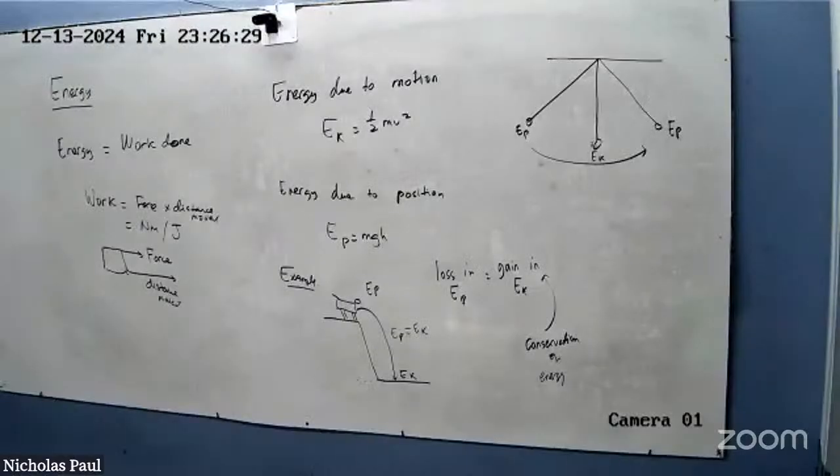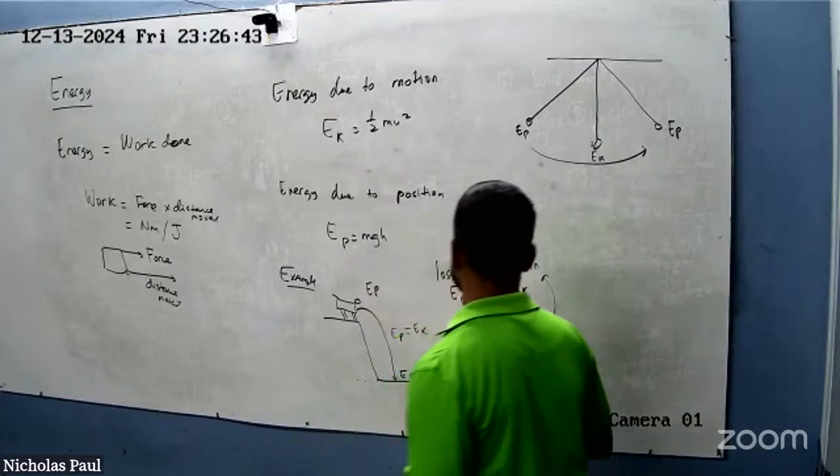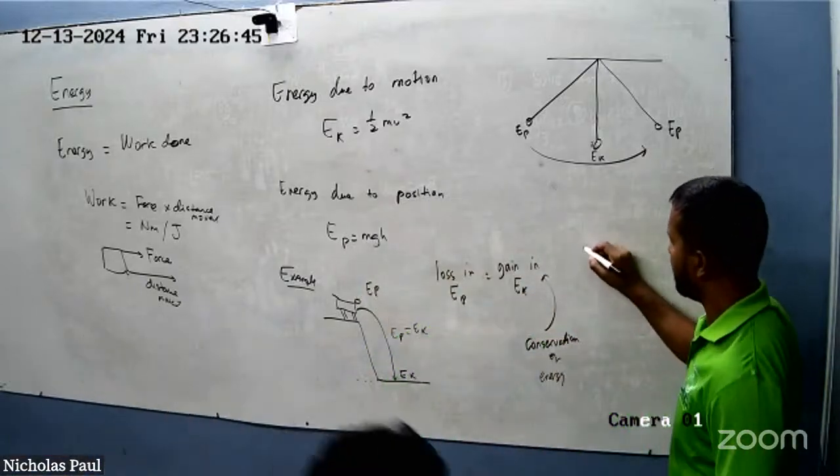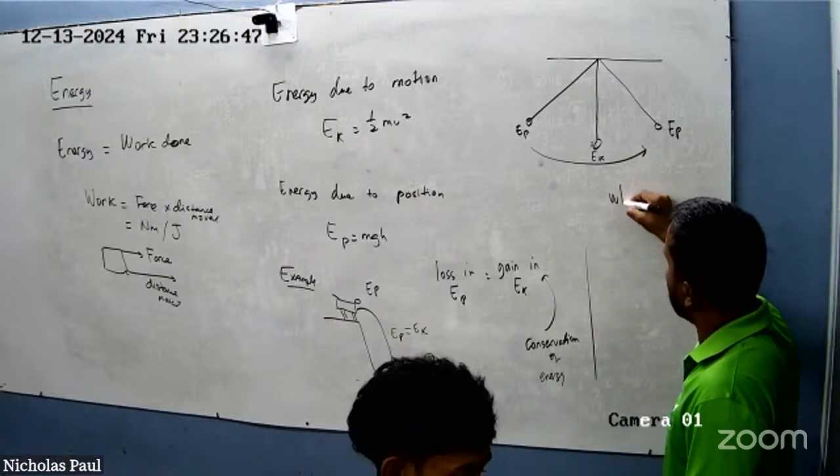Just remember that v is velocity and h is the height above the Earth's surface. Right, there was one more thing I wanted to show you.